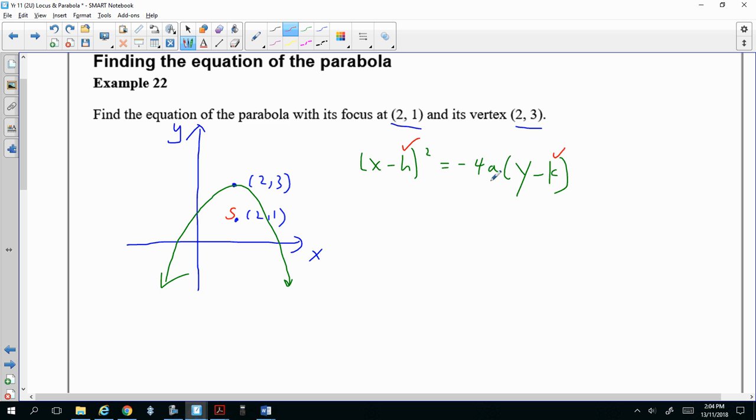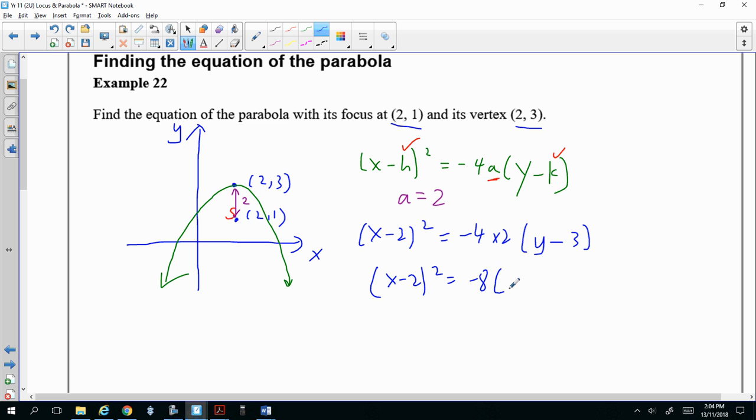I need to work out the focal length. How do I work out the focal length? It's the distance between the vertex and the focus. And this is 2, isn't it? So a is 2. And we've got everything. So you just write down (x minus 2) squared equals negative 4 times 2, (y minus 3), because that's the vertex. So we've got (x minus 2) squared equal to negative 8 (y minus 3). Any questions? All done. That's good. Can you try the next one?